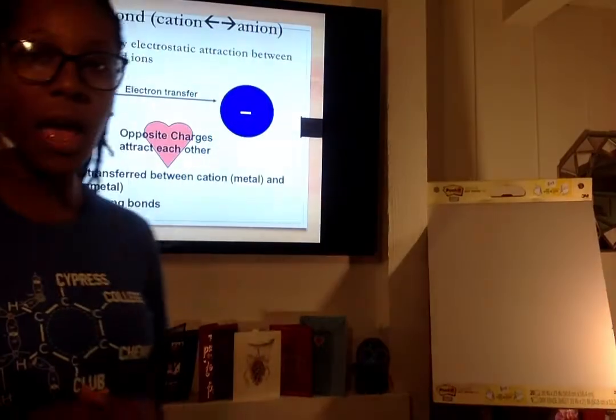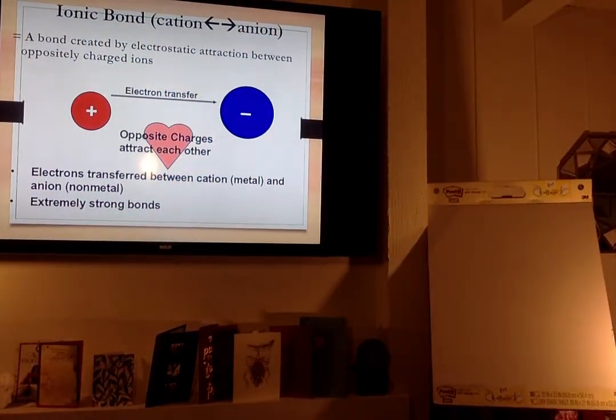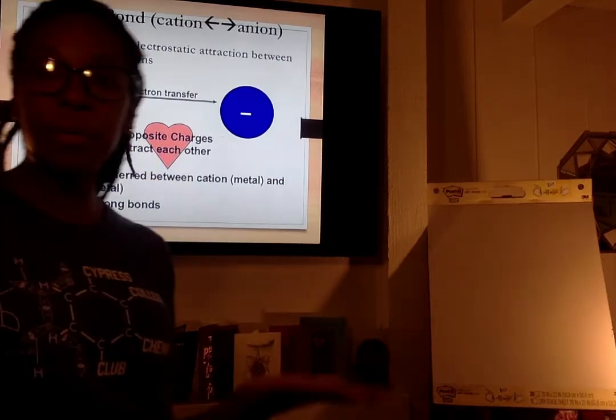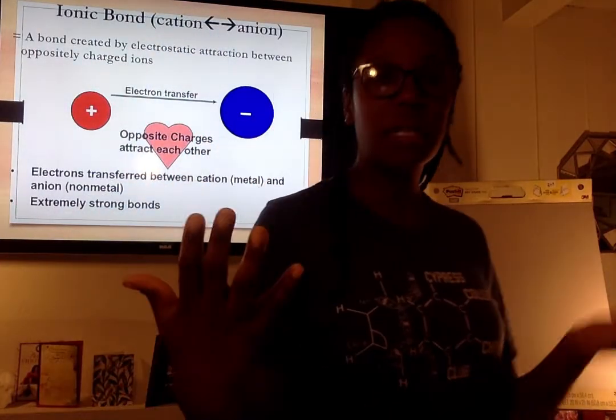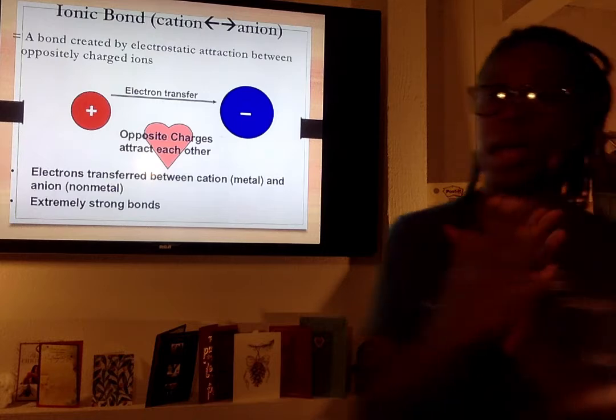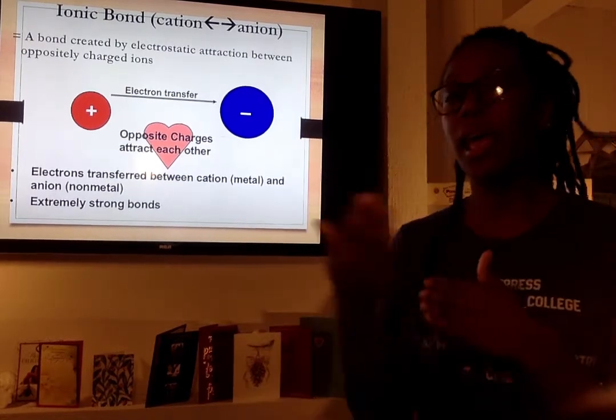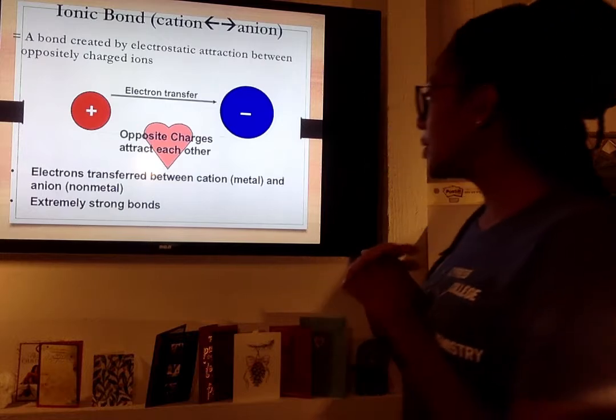So, now, ionic bonds. An ionic bond is a bond created by electrostatic attraction between oppositely charged ions. So an electron transfer will happen between the positive and negative charges. Opposite charges attract, as they say, opposites attract. When you have a positive and negative, they attract. Just like in our ionic bonds, what do we have? An anion and a cation, and those are going to be attracted to each other.